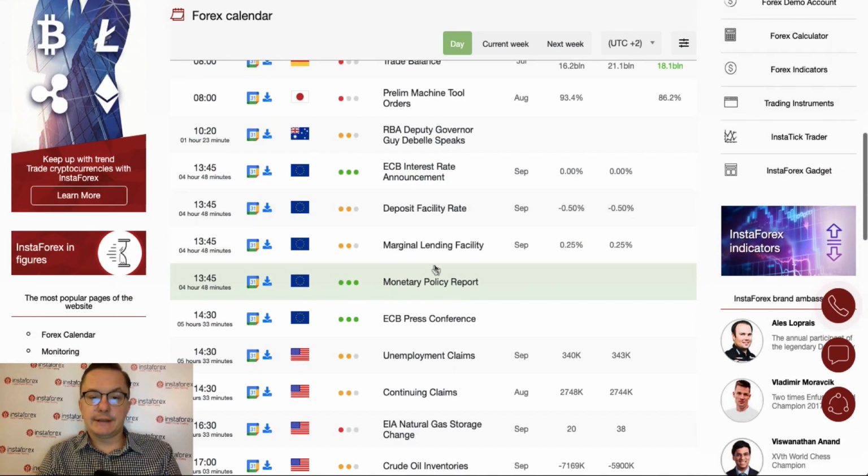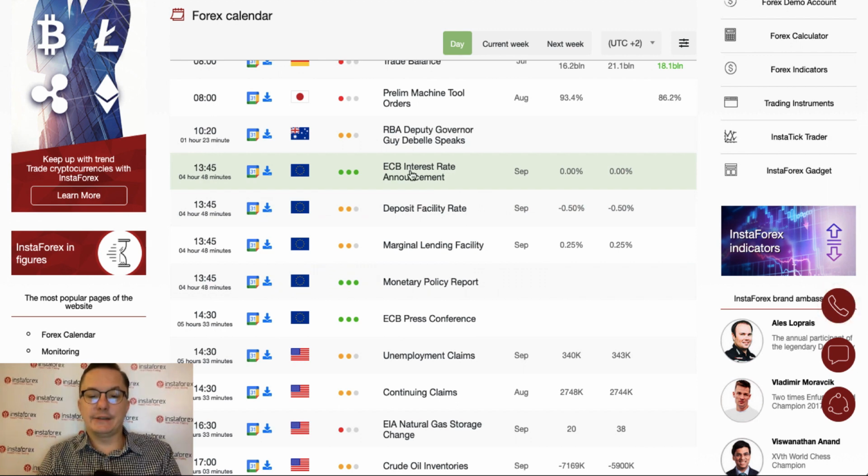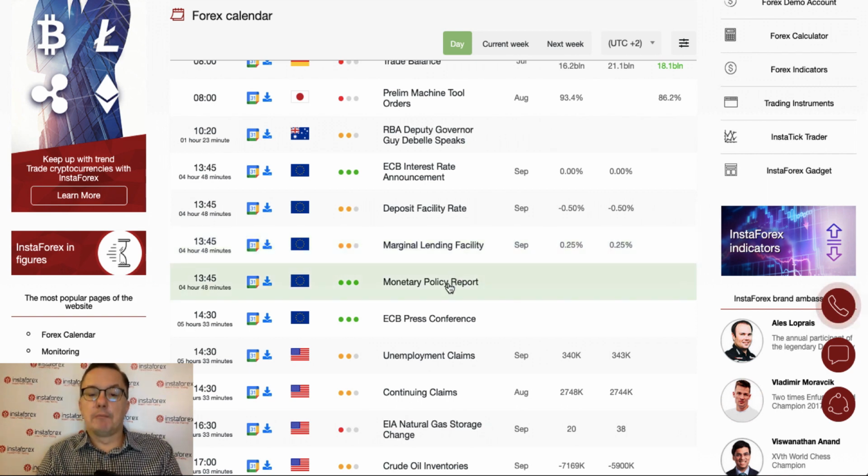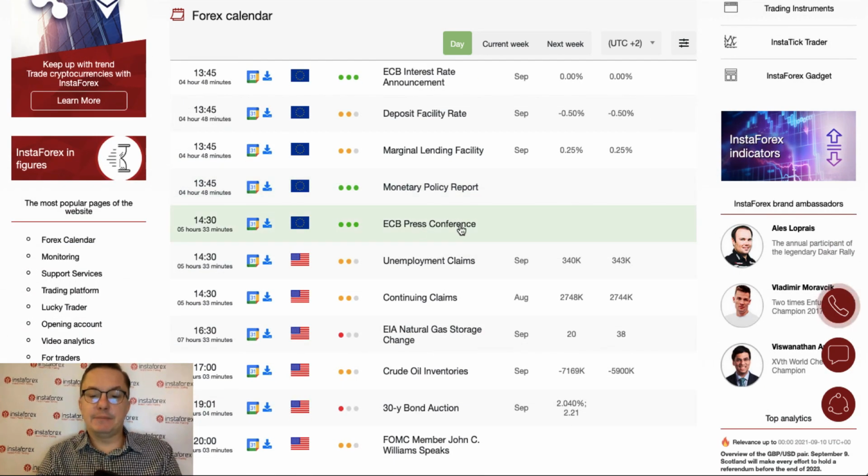The event of the day is the European Central Bank interest rate announcement scheduled for release at 2:45 p.m. of course. The market participants expect the ECB to leave the interest rate at the level of 0%. Deposit facility rate and marginal lending facility are going to be released as well at the same time, together with the monetary policy report. 2:30 ECB press conference.